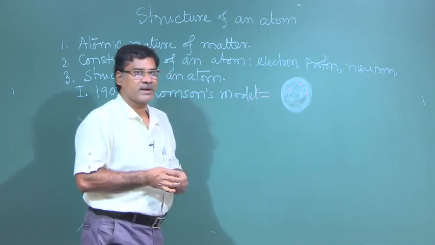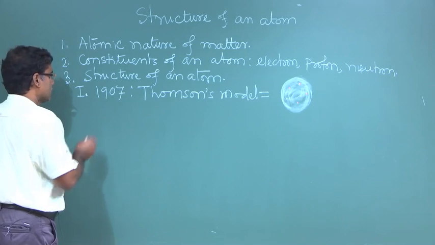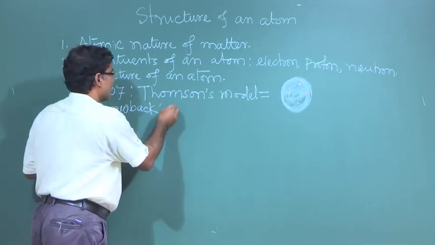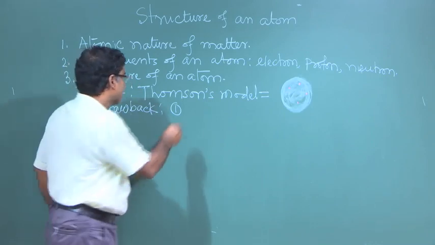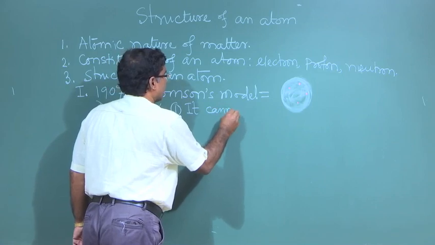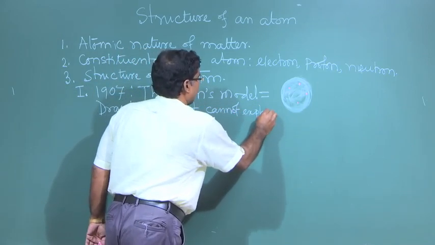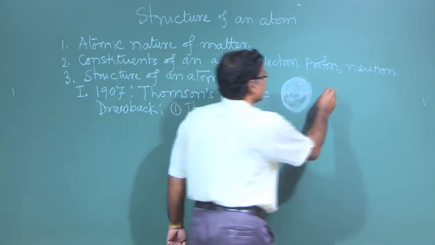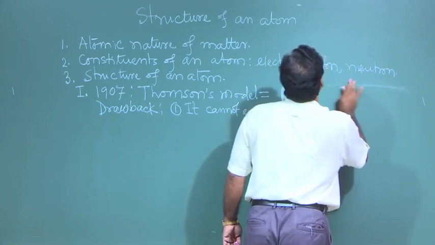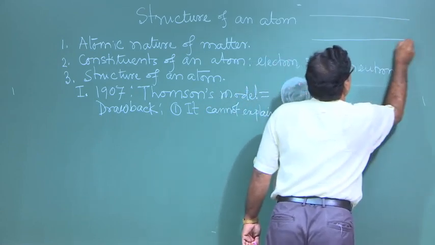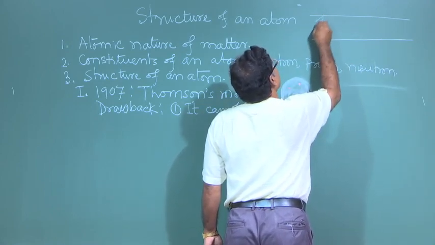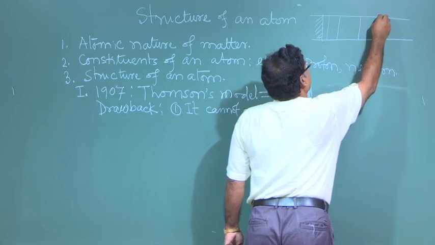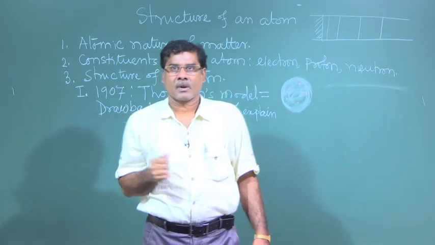But this model was a failure. What were the drawbacks of this model? The drawback of this model is basically that it cannot explain atomic spectra, the simplest atomic spectra. As I told, hydrogen, or I can draw here, the hydrogen spectra. The simplest spectra. These are the brightest spectral lines.